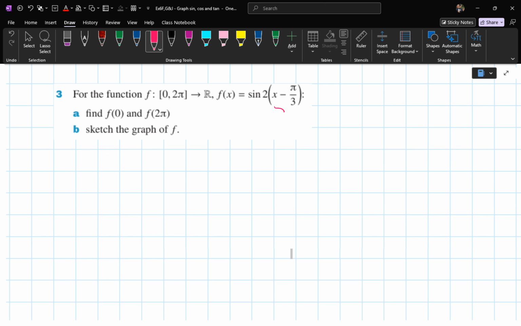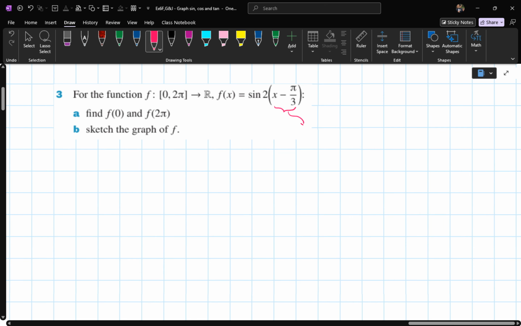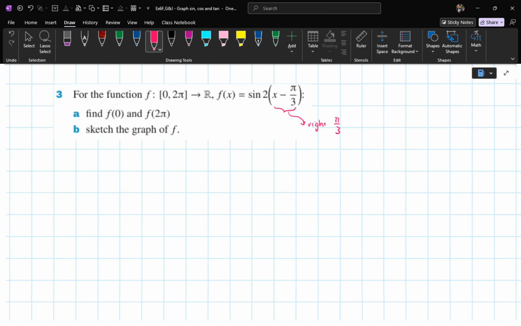We can see that this is implying that we are going to be moving to the right by pi on 3. There is a dilation of factor 2 from the y-axis. So it's affecting your x values, so hence your period. So let's start off. There's a lot of different ways to sketch, but this is how I normally teach students to do it.